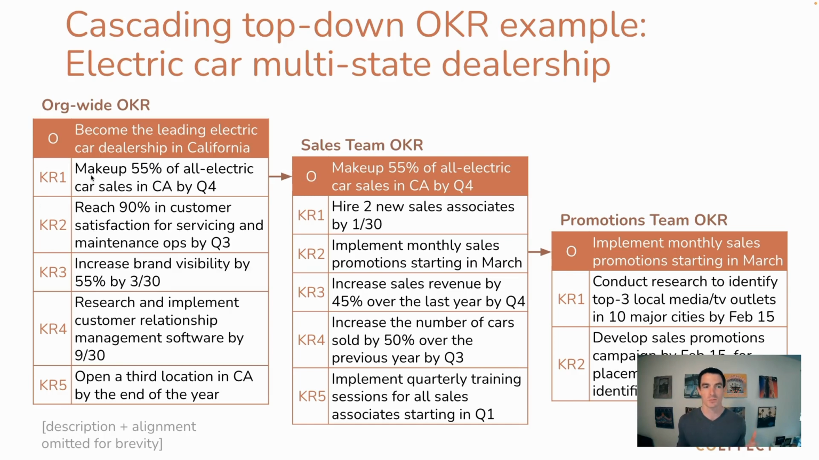So, for example, our objective is make up 55% of all electric car sales in California by Q4. That's an org-wide key result. That becomes the objective or one of the objectives for the sales team. They define key results under it. So maybe they say, one of the things we need to do is implement monthly sales promotions starting in March. Okay, so then let's have the team that's working on promotions have that become their objective. And then they define key results under that. So that's one way that this cascade can work, where the key results for a team higher up become the objective for a team farther down your org hierarchy.